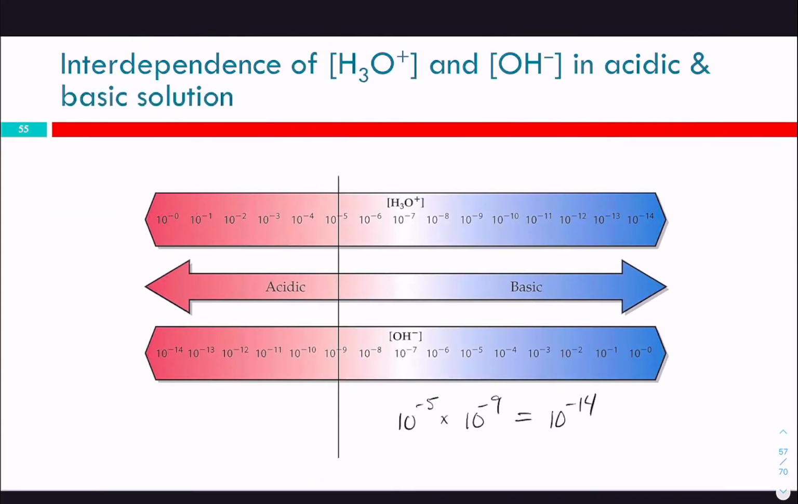And if we go back over here, we can see our OH minus concentration was 1 times 10 to the negative 2. This will be a little bit rough because we're in between here. So that's a basic solution because our concentration of OH minus is larger.